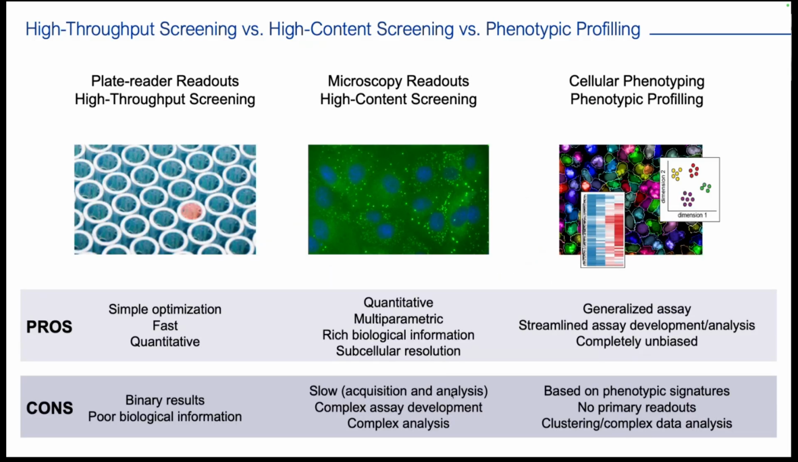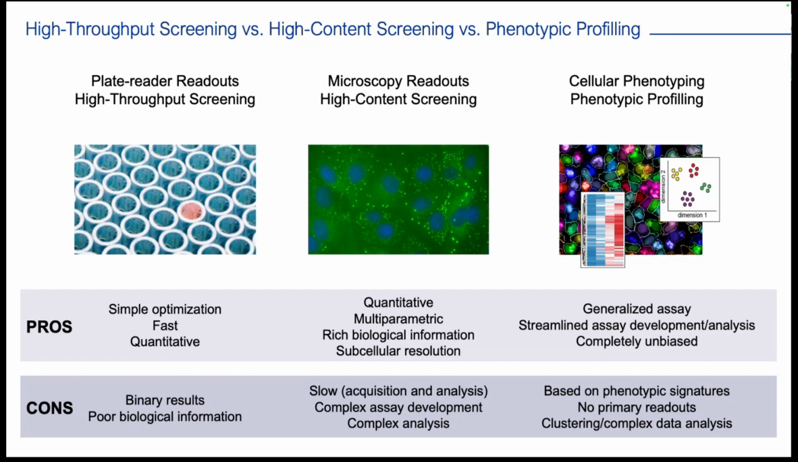Again, there are advantages and disadvantages to all types of readouts. The simplest are what we call plate reader-based readouts, where we get a single read for the whole population of cells in the well. This typically involves lysing the cells and then measuring absorbance, luminescence or fluorescence to report gene activity, survival, and so on. They are very simple, fast, and easy to optimize, but the results are very binary. It's just an average of the cell population.